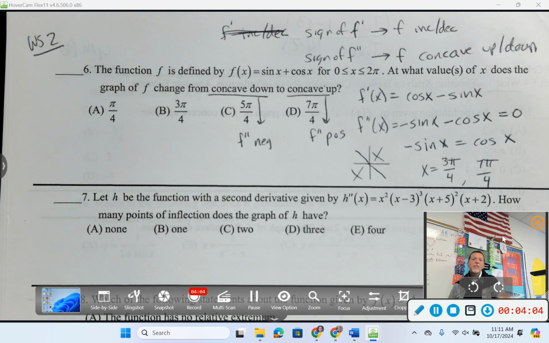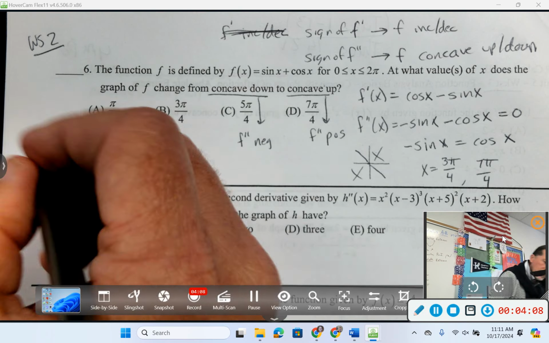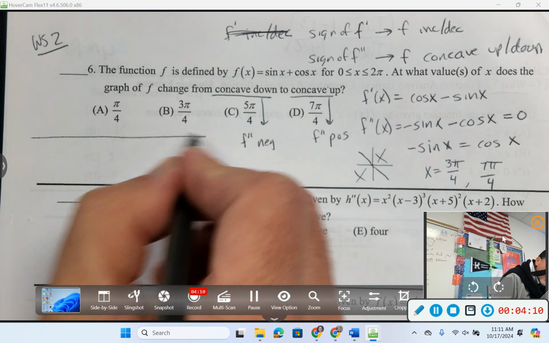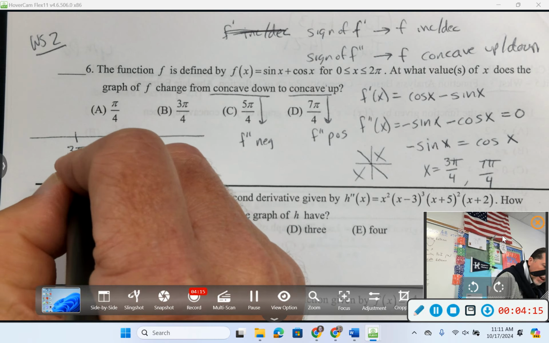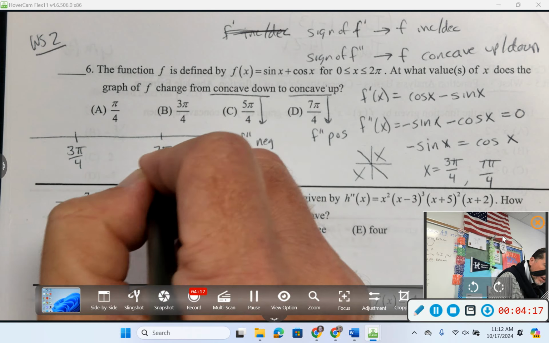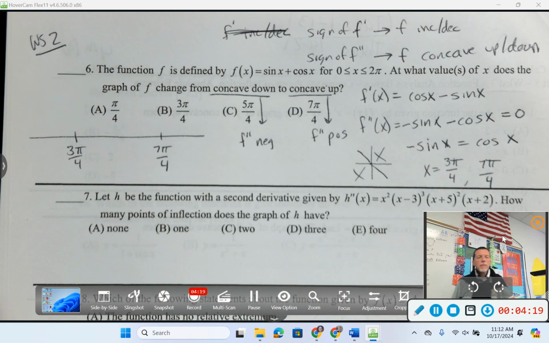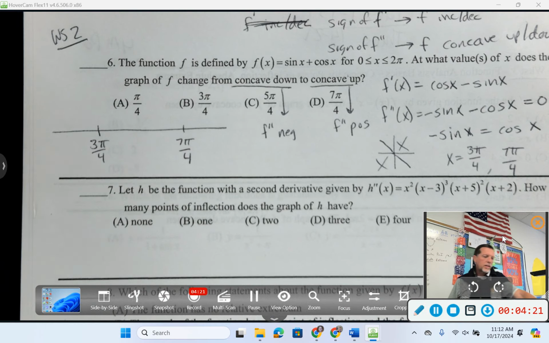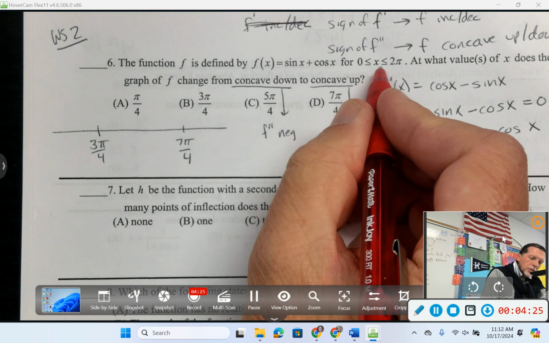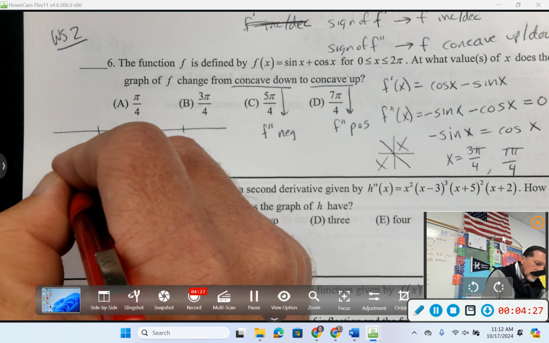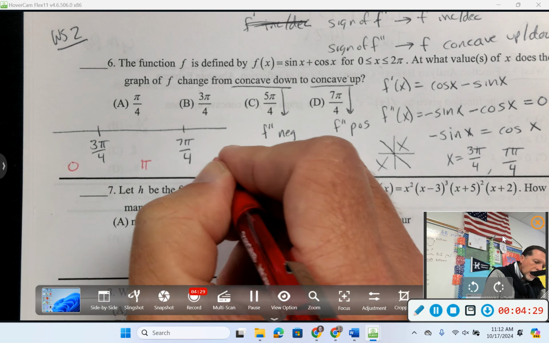That's where the second derivative is 0. Those might be inflection points. But I don't really know that until I do the sign chart thing, the number line. So I need something less than 3 pi over 4. I probably still want to be on the interval, though. I don't want to go crazy here. So let's go 0 and pi and 2 pi.